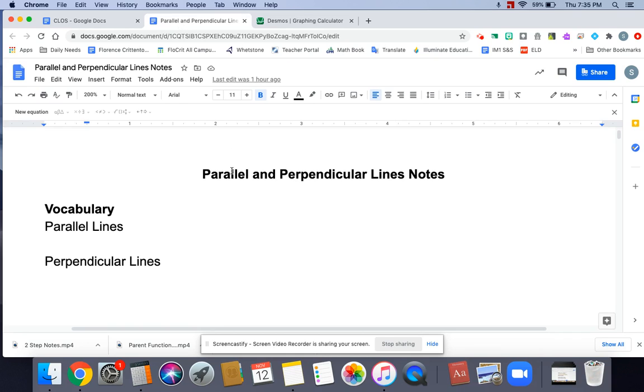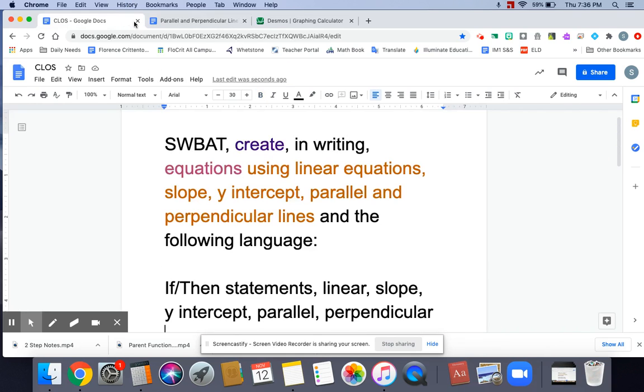Sure, let's start with the vocabulary. I didn't put these three because we know them. What is a linear equation? What is slope? And what is the y-intercept?